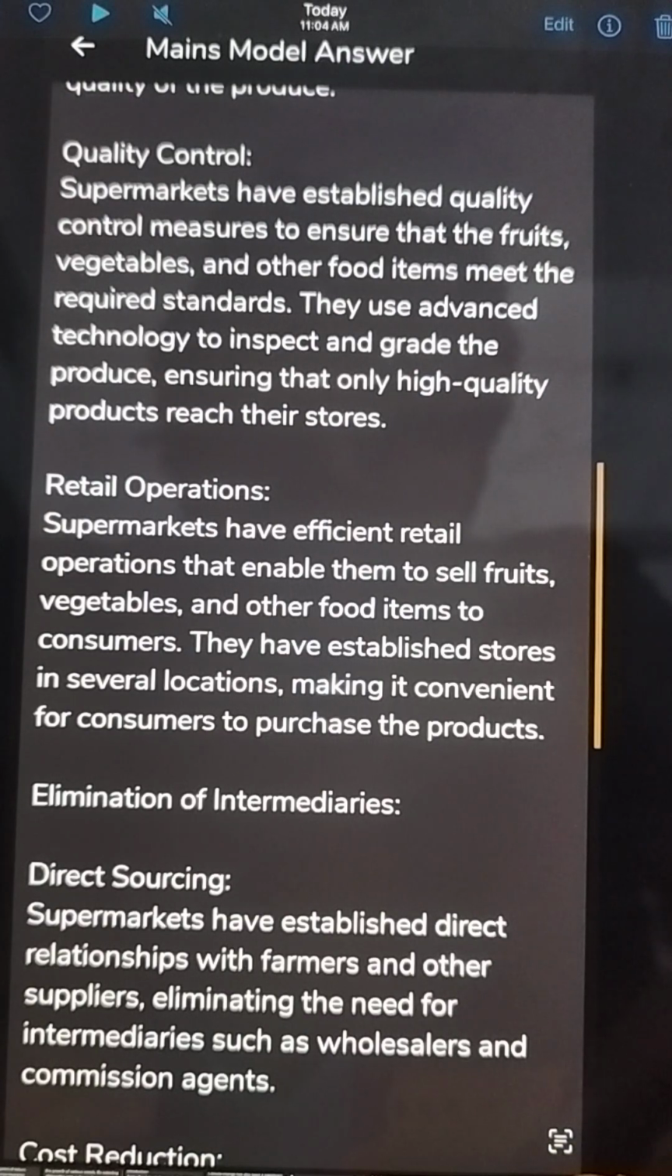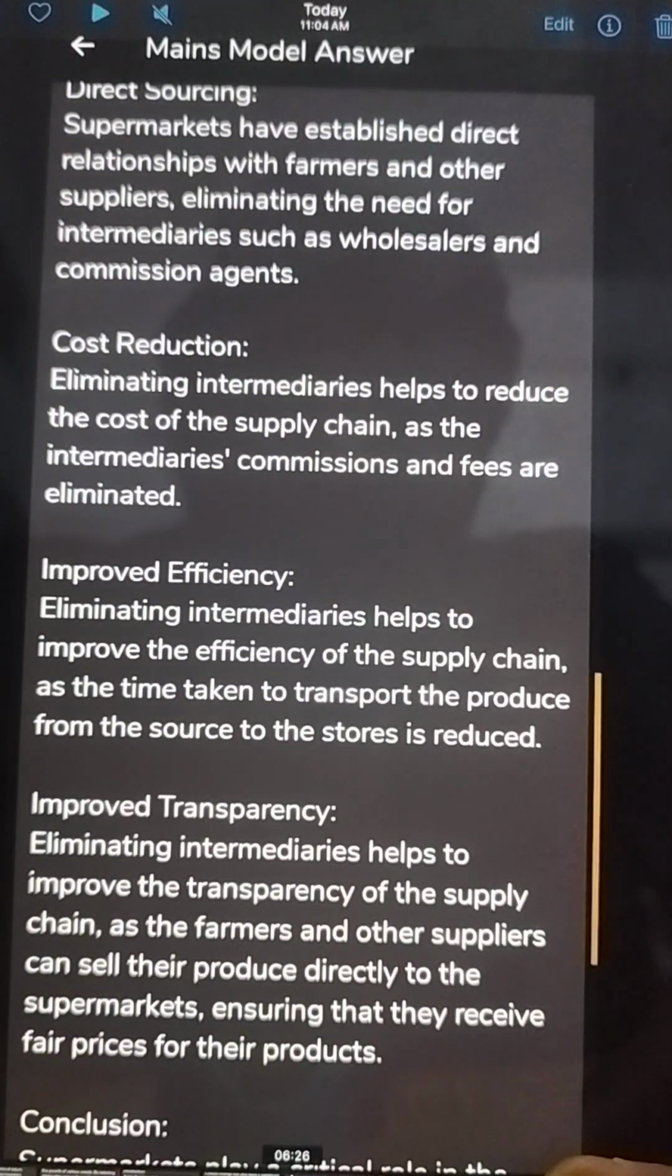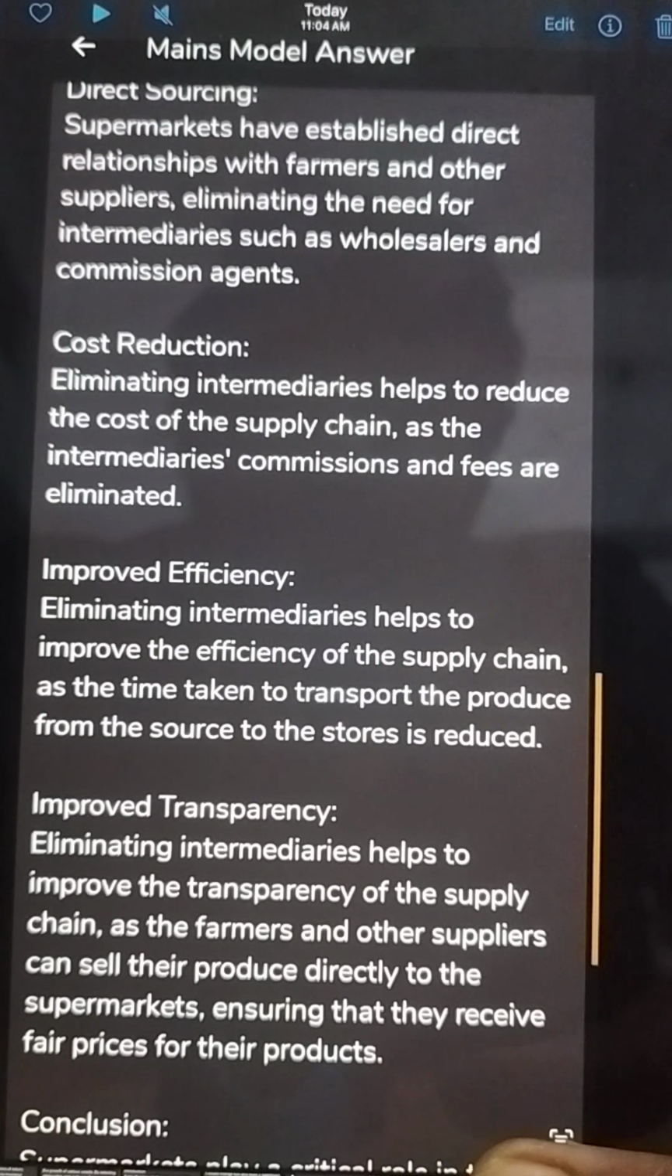Then comes elimination of intermediaries, direct sourcing. Supermarkets have established direct relationships with farmers and other suppliers, eliminating the need for intermediaries such as wholesalers and commission agents. Then improved efficiency, cost reduction. Eliminating intermediaries helps reduce the cost of the supply chain as the intermediaries' commissions and fees are eliminated.